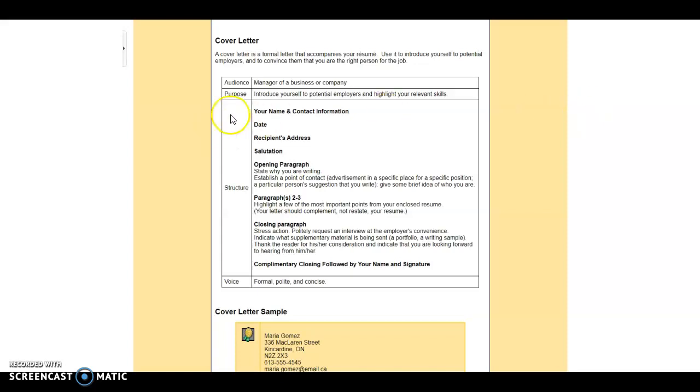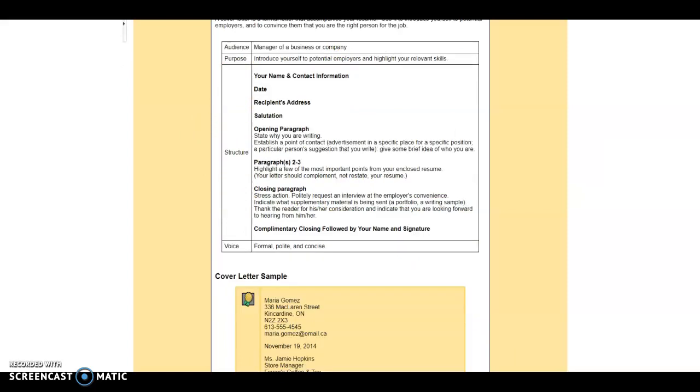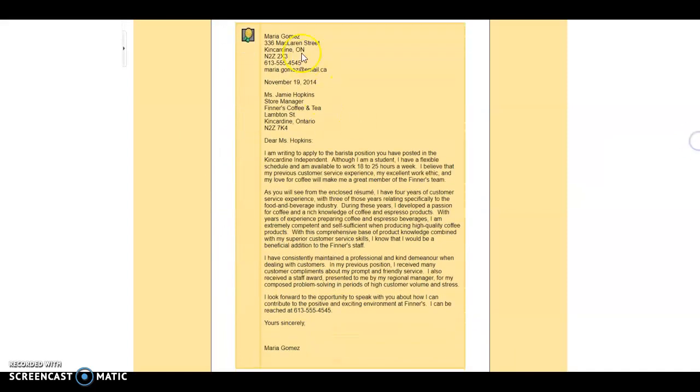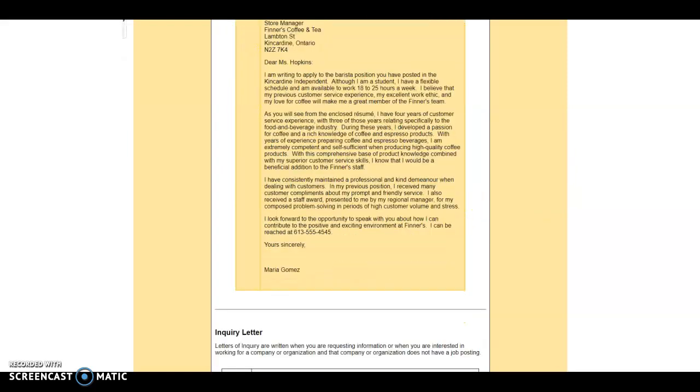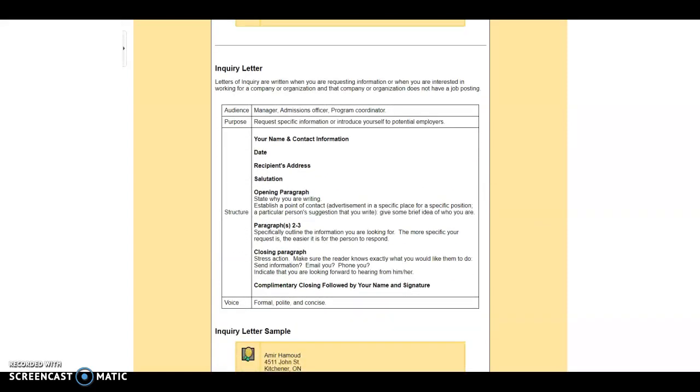And what you're going to see here is, again, audience, purpose, structure, and voice. It's going to look at the audience that you're usually targeting in a cover letter, the purpose, the structure that you would use in the letter, and the voice that you would use. So this is an overview of how you would write a cover letter. And then we have an example of a cover letter, and it shows you the exact structure and how you would write one. If we move on, we've got inquiry letters.